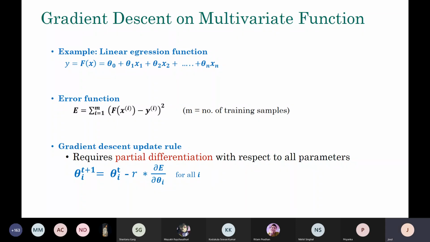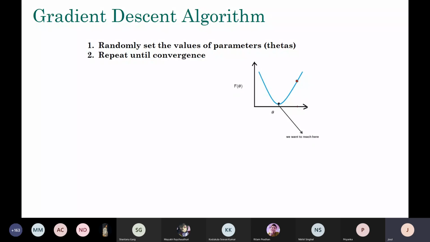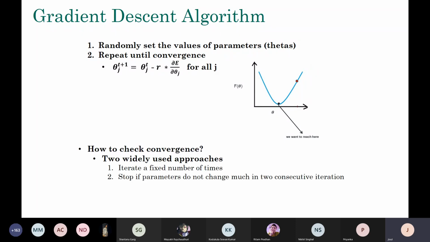And so we also looked at the gradient descent algorithm here. So we basically want to reach here. So you randomly select the initial values, then you repeat until convergence: compute the partial derivatives, and update the parameters. Okay. And when you see that these values are not changing too much, or you have done a large number of iterations, then you stop. So that's what we basically talked about.